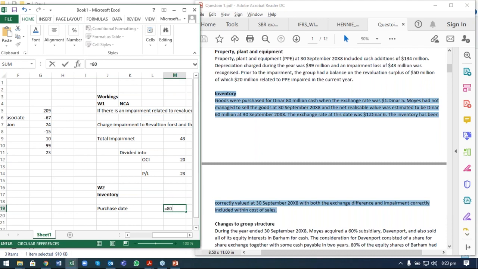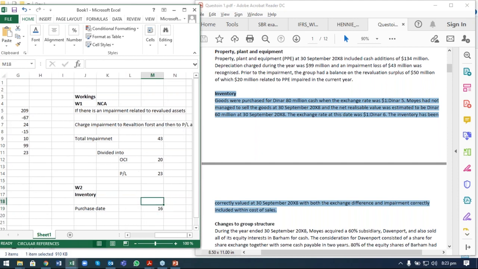So how many dollars does it become? As the dollar is smaller and the dinar is a higher number, if we translate these dinars into dollars, then we must get a lower value. So I'm going to divide by 5. So it's $16 million. I'm going to convert these dinars into dollars. So I have converted on purchase date.